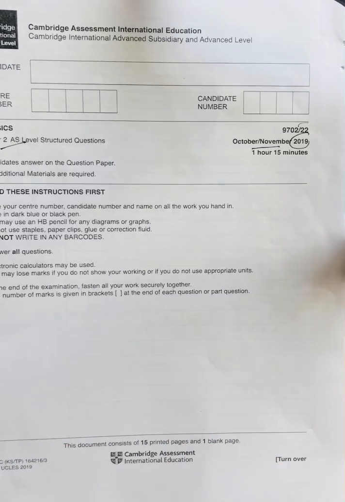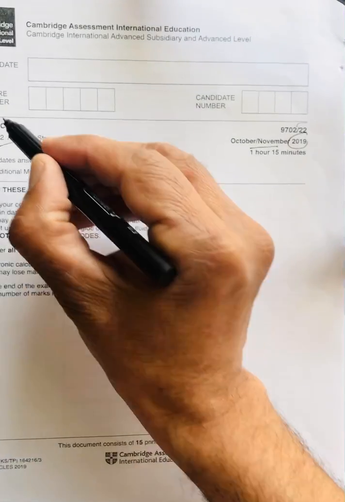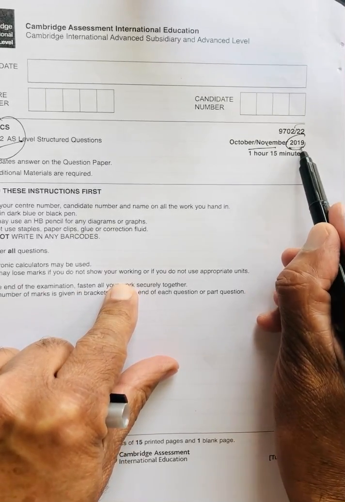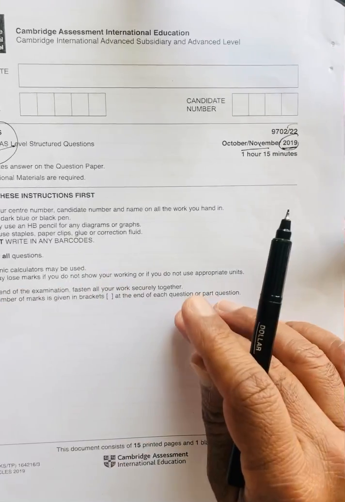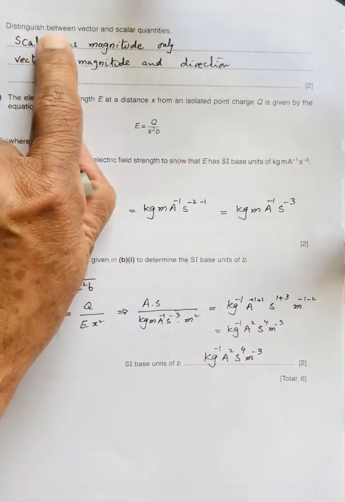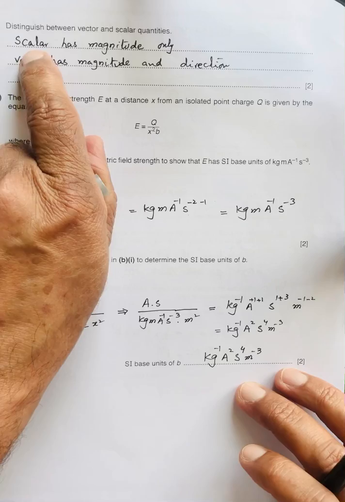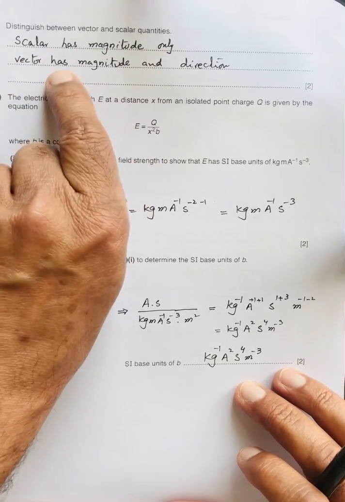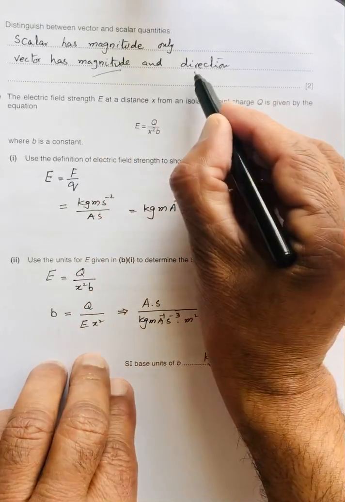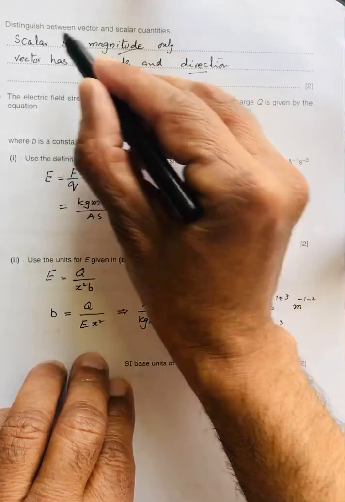Okay, this is Paper 2, October/November 2019, variant 2. Question number 1 is: distinguish between a vector and a scalar quantity. A scalar has magnitude only, and a vector has magnitude and direction. So we have to write magnitude and direction for the vector and only magnitude for the scalar.